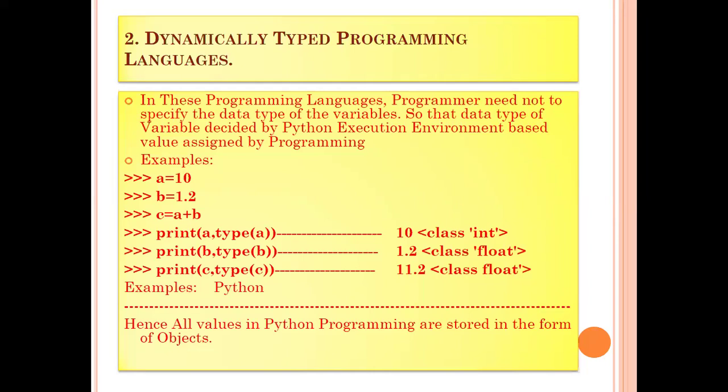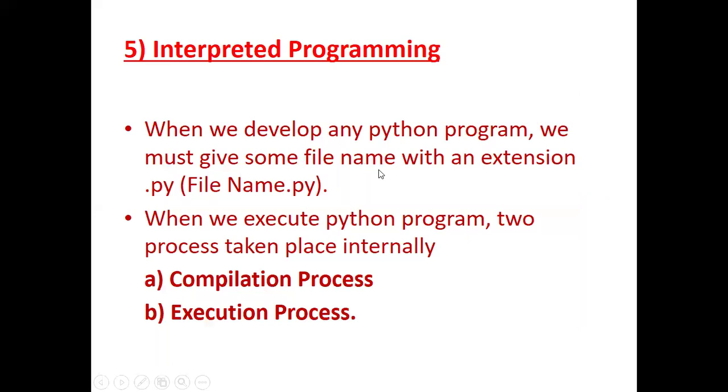Students, whenever we save a file in a Python program, we need to save it with an extension. Which extension? File name .py. Whenever we execute Python programs, two processes take place internally. First is compilation and second is the execution process.